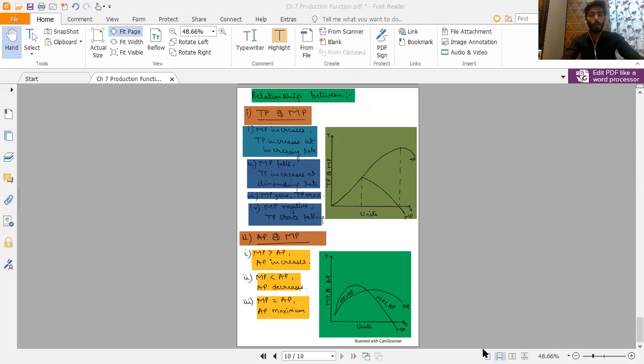With this, we conclude our chapter, production function and returns to a factor, and I hope you must have understood each and every component of this chapter.